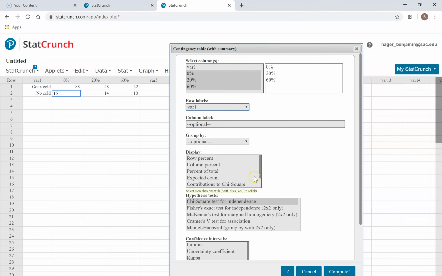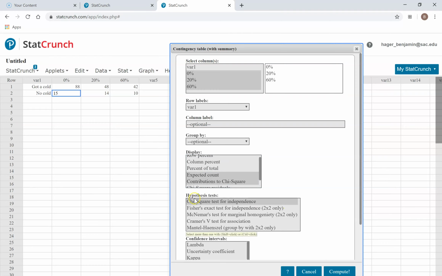Here you can choose what you want the test to display. I think it helps to look at expected count and contributions to the chi-square. There's a lot you could look at. You don't have to look at any. Ultimately you need the test statistic and the p-value, so if you just leave these blank and do it, that's what you'll get. But I think it's good to see these as well. So let's compute the thing.